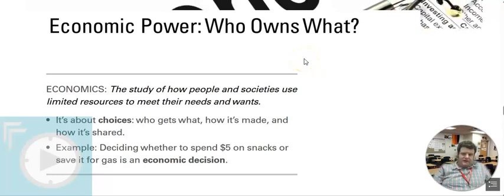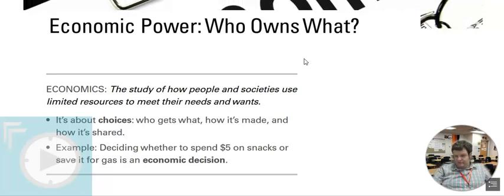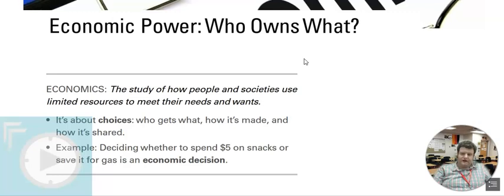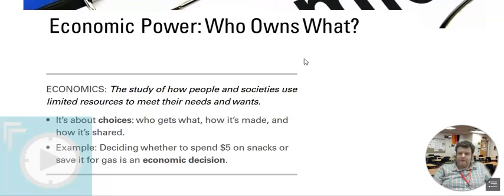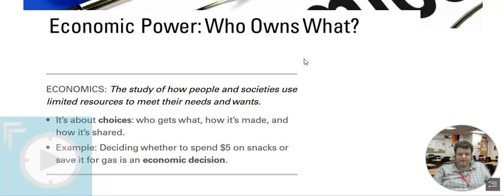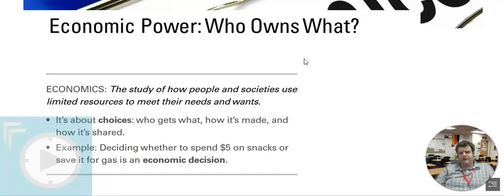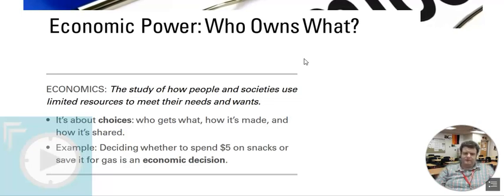The next subject we look at is economic power. Who owns what? Now, we're vastly oversimplifying a lot of economic stuff here. Government and economics are intertwined. They are separate entities, but they are also connected entities. One can influence the other quite a bit. But first, economics. What is economics? It's the study of how people and societies use their limited resources to meet their needs and wants. That's what economics is. You might be thinking of it of buying and selling goods, trading for resources. That's economics.